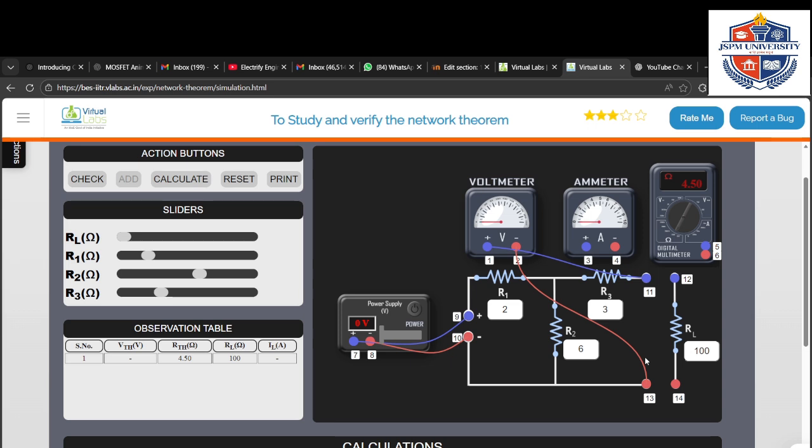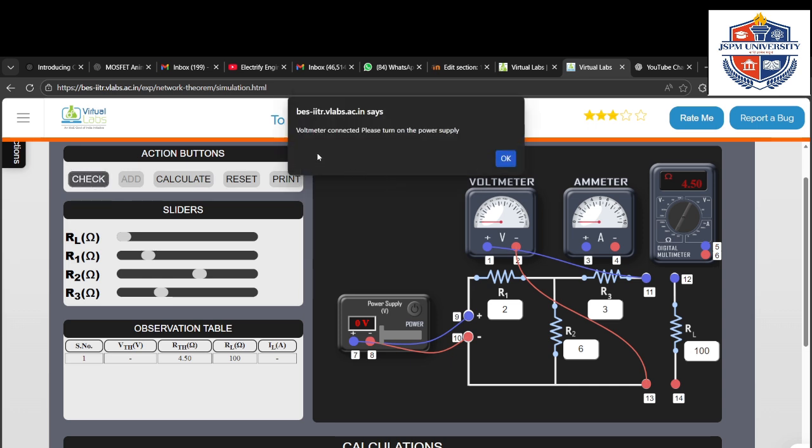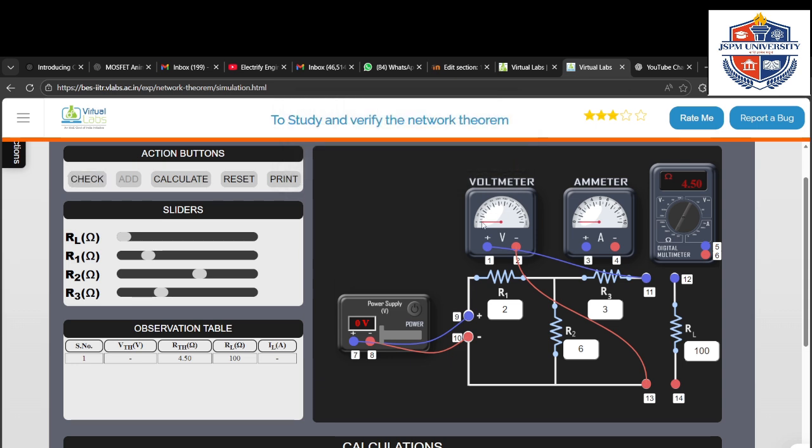So let us follow the same procedure as before and check the connection. It is showing the voltmeter is connected. Please turn on the power supply. So we have to follow the same thing: first make the power supply on, and I am giving the maximum voltage of 50 volt, right?